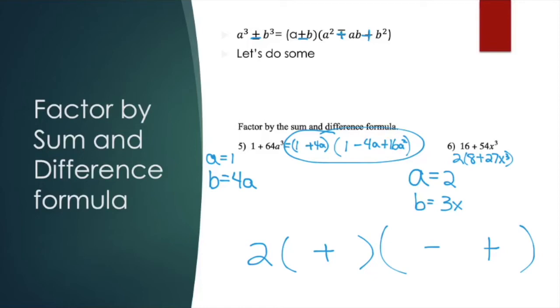So what goes right here? 2. Yes. 2 plus 3x, close parentheses, open parentheses. What goes here? 4. How'd you get a 4? I squared the 2, because it's an A squared, so it goes 4. Good. Minus 6x, because we multiply these two together. Yes, I got 6x. And then I squared the 3x and got 9x squared.